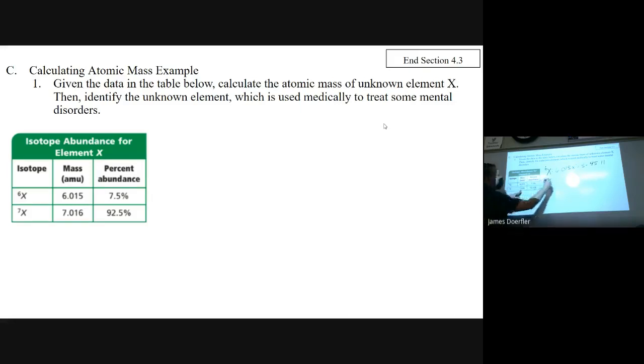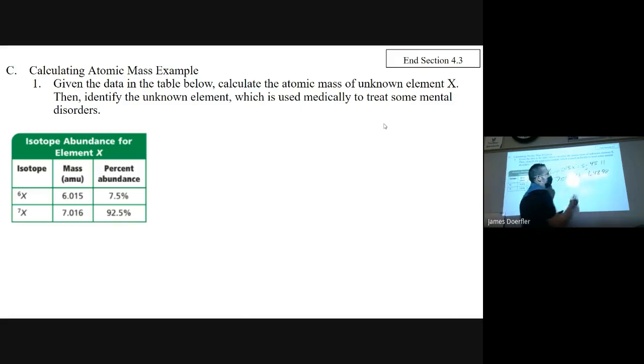Second isotope, 7.016 multiplied by 92.5. Again, give me two decimal spaces for an answer. Try that again. 648.98. Very good. So now, that's all of step B.